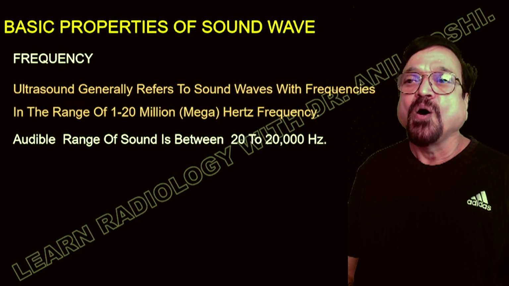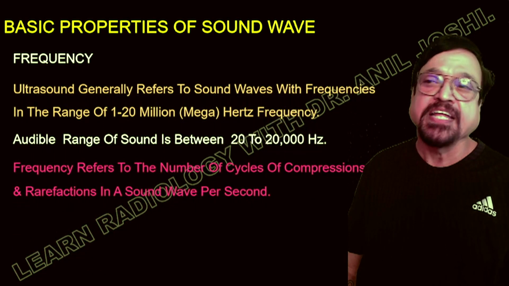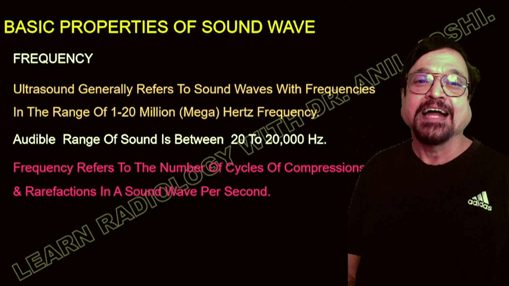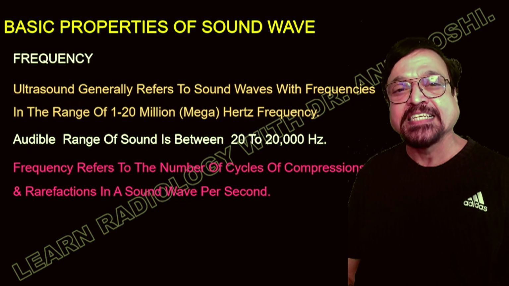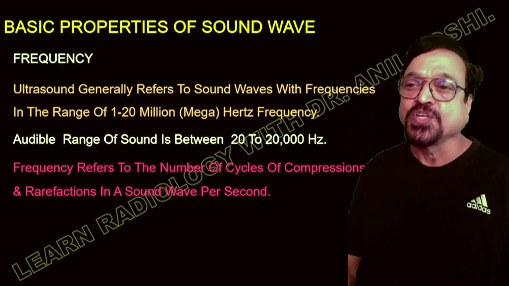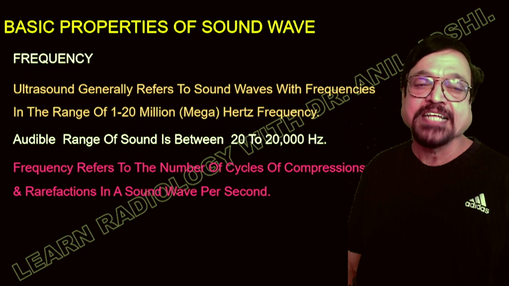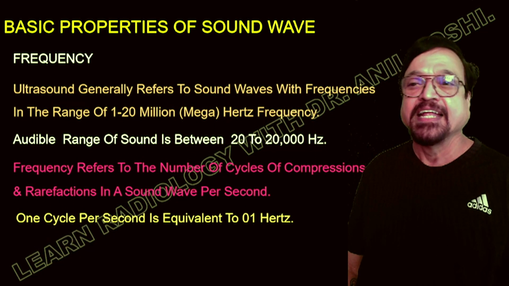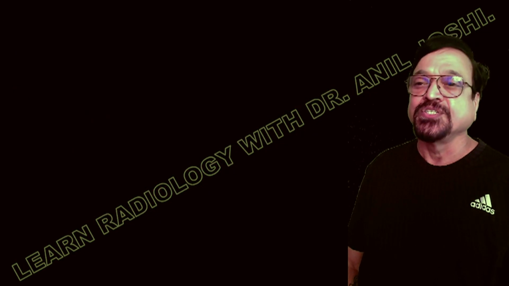Now, the audible range of sound is between 20 to 20,000 Hertz. Please remember, these are Hertz and not megahertz. Megahertz are millions, and these are just the Hertz that we hear. Now the difference between what we hear, that is sound waves, and ultrasound waves. Frequency refers to the number of cycles of compressions and rarefactions in a sound wave per second. One cycle per second is equivalent to 1 Hertz.